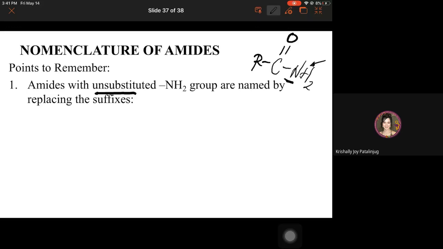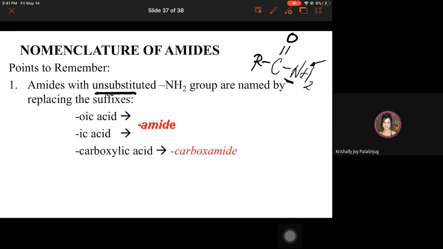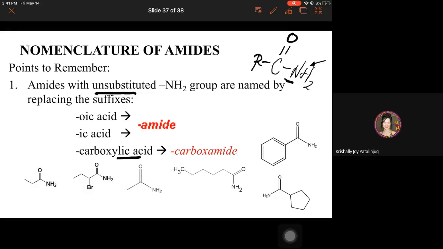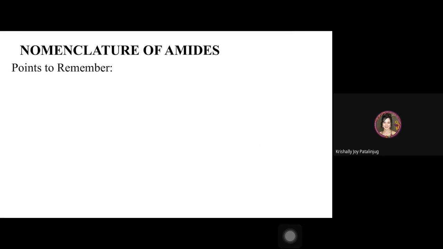Mao na siyang unsubstituted amino group. They are named by replacing the suffixes oic acid, ic acid to amide. Let's say, for example, i-derive nimo iyahang carboxylic acid name. Okay? And the carboxylic acid ending to carboxamide. Say, for example, hunahunaa nato nga OH carboxylic acid ni siya. So this is carbon 1, 2, 3 propanoic acid. Propanoic acid is ending in oic acid. So mahimo siya amide ang oic nga portion. So amide. Nakuha? Ang oic acid mahimog amide. So propanamide. Sorry. Okay, next.